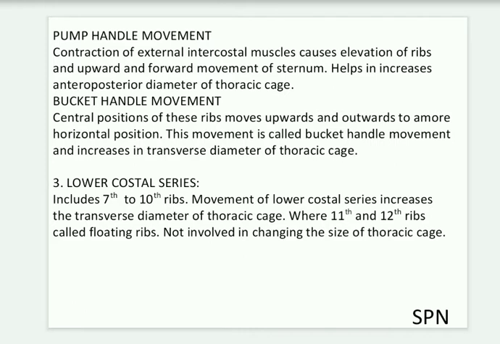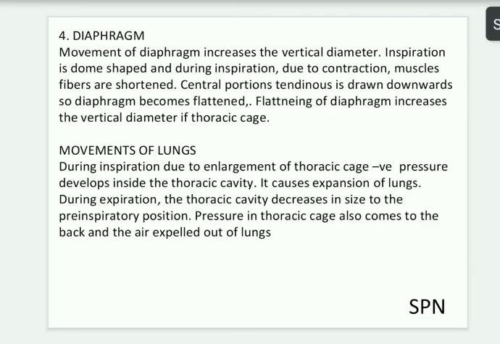Next, the lower costal series includes the 7th to 10th ribs. Movement of the lower costal series increases the transverse diameter of the thoracic cage, whereas the 11th and 12th ribs, called floating ribs, are not involved in changing the size of the thoracic cage.